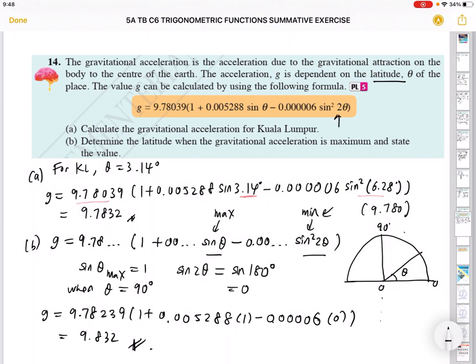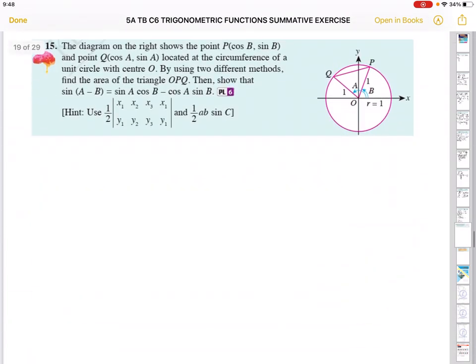All right. So here we have to use a formula for area of triangle. The diagram on the right shows point P (cos B, sine B), point Q (cos A, sine A), located at the circumference of the unit circle. So use two different area formulas to show that sine A minus B is the same as sine A cos B minus cos A sine B. Okay, maybe I start off with the first one, area half.